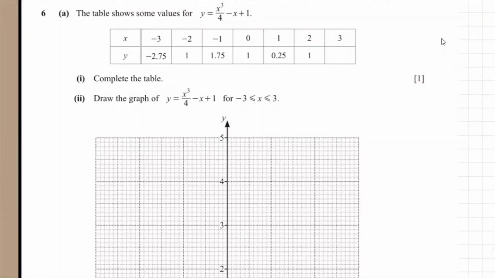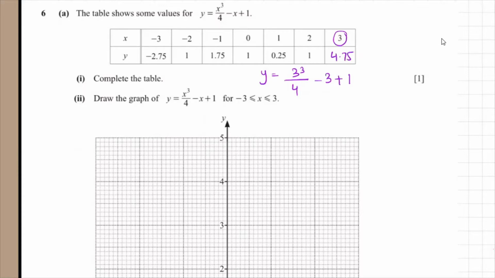This is question number 6 of May-June session 2020. The table shows some values for y equals x cubed over 4 minus x plus 1. The table is given to you as you can see. Complete the table. First of all, we're going to take our calculator. We'll be finding the value when x equals 3. So y equals 3 cubed divided by 4 minus 3 plus 1. Just use your calculator, put in the values correctly and find the answer, 4.75.